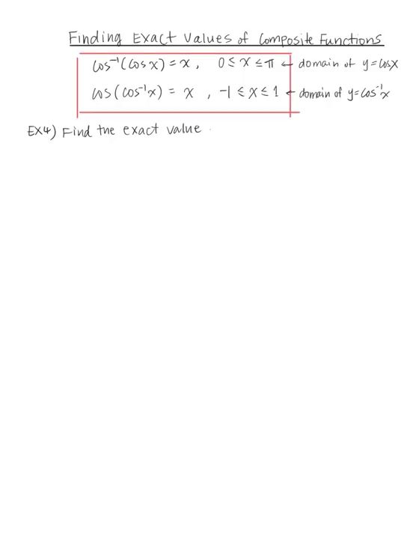The next topic is finding exact values of composite functions. Please memorize cosine inverse of cosine of x equals x, where x is between 0 and pi, and that's nothing but the domain of y equals cosine of x, where the cosine graph is 1 to 1, and cosine of cosine inverse of x equals x for x between negative 1 and 1. Okay, let's do some examples. Example 4, find the exact value. Let's first go with cosine inverse of cosine of 4 pi over 5.